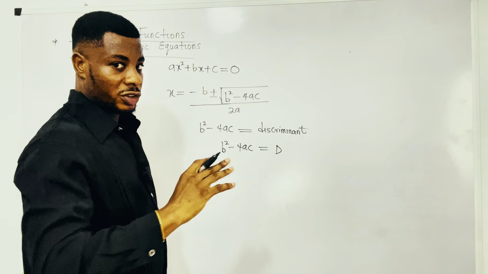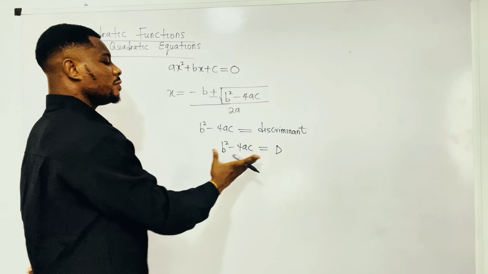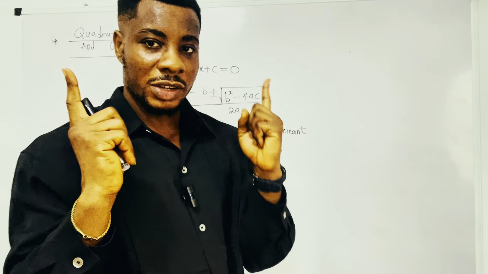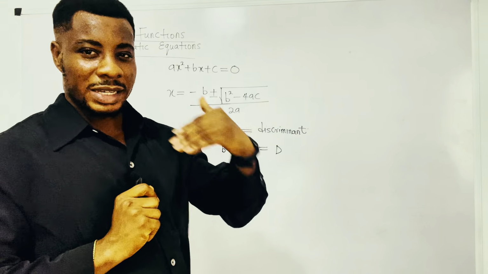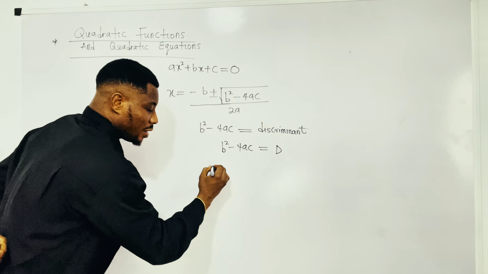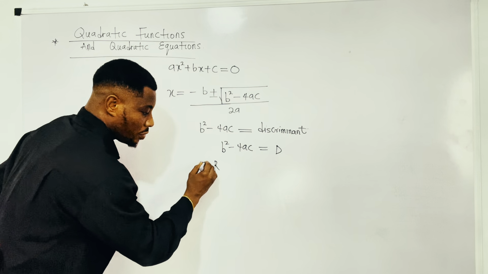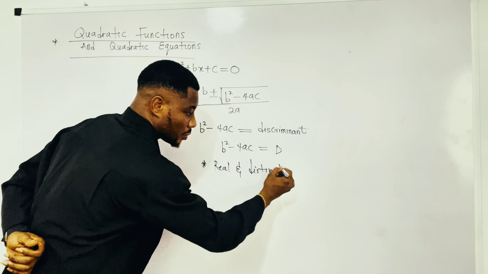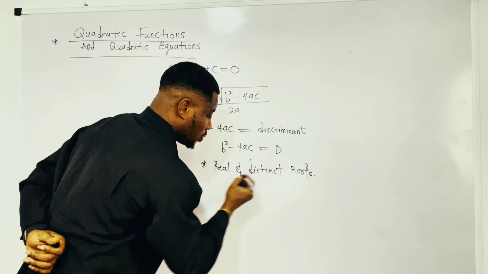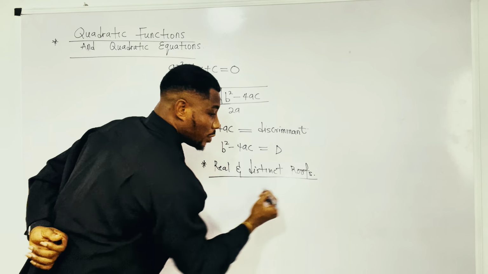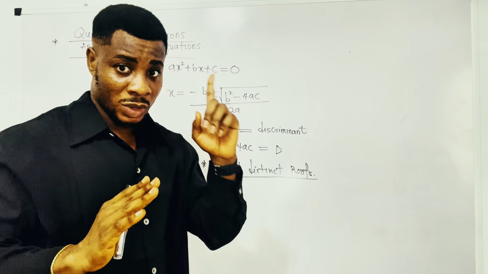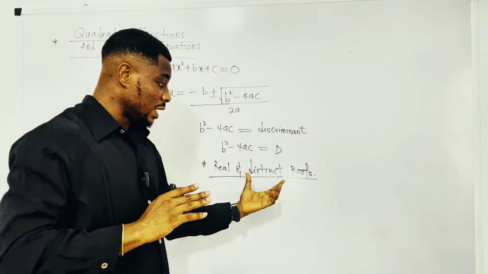D stands for discriminant. Depending on the value of b squared minus 4ac, we could have real and distinct roots. That's the first thing. Real and distinct roots simply give you a type of quadratic equation that has two completely different roots. That's to say it is distinctive, they are different.